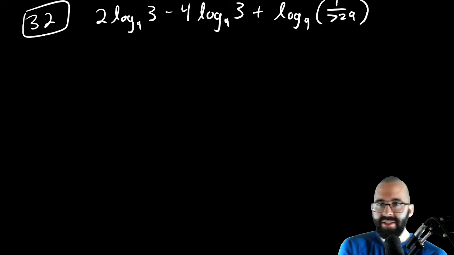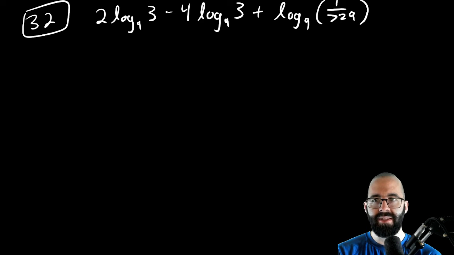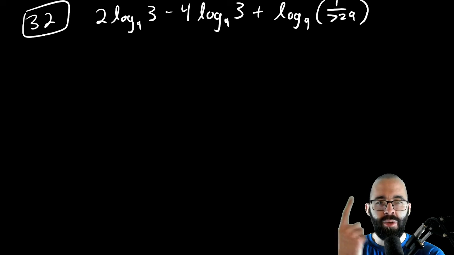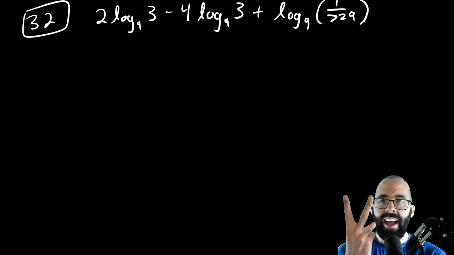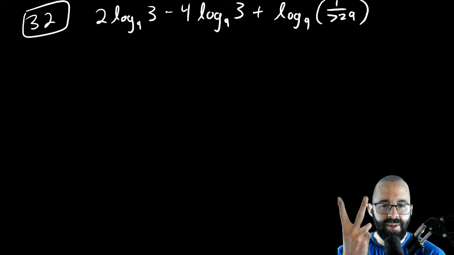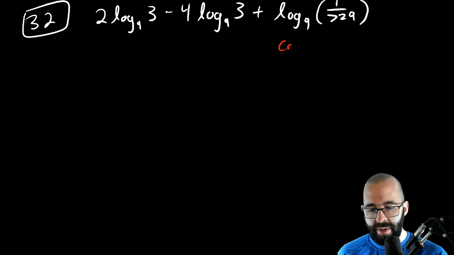So we could just evaluate each one of these logarithms separately, but it's going to be a little easier if we combine these. And then we only have to evaluate one logarithm. It's 2 birds with 1 stone. We get to practice using properties, and we only have to do 1 logarithm instead of 3. So it's going to be easier if we combine first.